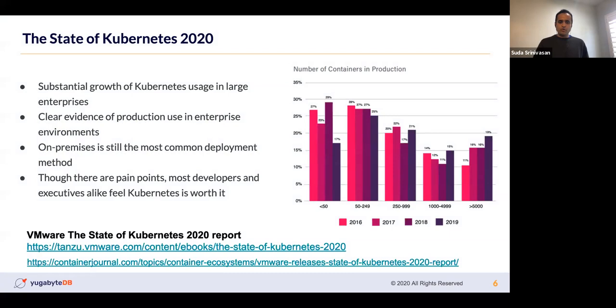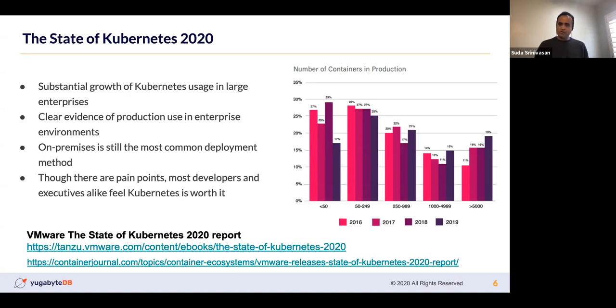There was a study that VMware had done recently, and they published a report called the State of Kubernetes Report, definitely worth a read, that talks about substantial growth in Kubernetes usage, especially in organizations that have traditionally been laggards in terms of adoption, right? So large enterprises that have been more risk averse are actually seeing the benefits that containerization and Kubernetes is offering in terms of portability and ease of use and automatic scaling and so on. So we're actually seeing increasing use of Kubernetes in production environments, right?